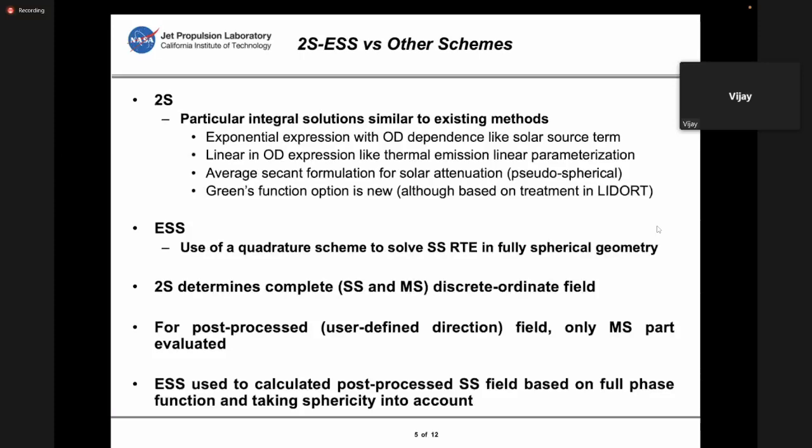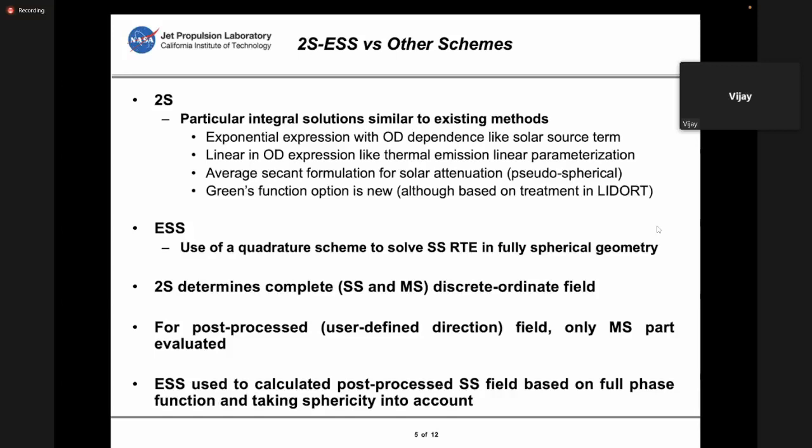So a brief comparison of 2SESS versus other existing schemes. The two-stream radiative transfer, of course, is simple enough to be solved analytically. And here we adopt the same techniques as used by other authors. So for example, finding particular integral solutions in the way that we typically do for solar or thermal scattering, with exponential dependencies and so on.